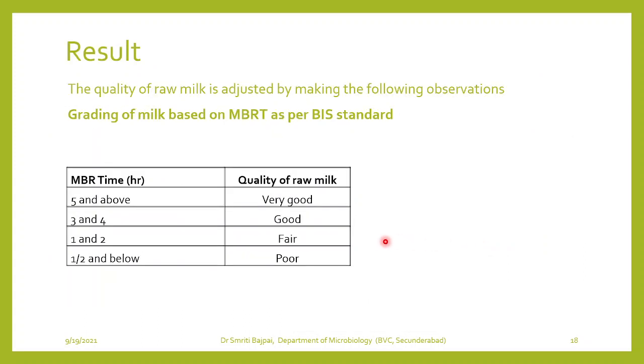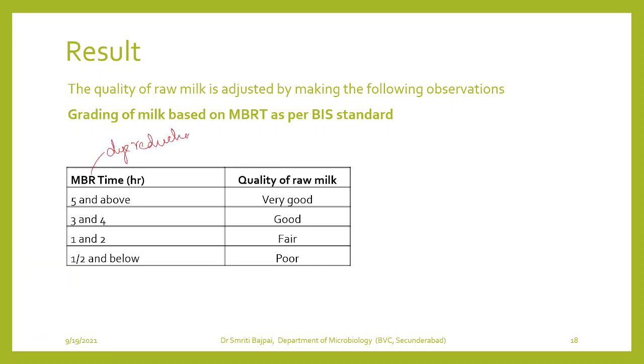Now coming to the result. Again, the quality of the raw milk is judged by making the following observation. As we have seen in the principle of this process, the longer the time, the better the quality, meaning lesser metabolic activity of the microbes and lesser number of them. And the lesser the time, that means more metabolic activity, that means more organisms are present. So on the basis of the MBR time, that is methylene blue reduction or Resazurin reduction time, the quality of the milk can be observed. Okay, so here you can write the dye reduction time.